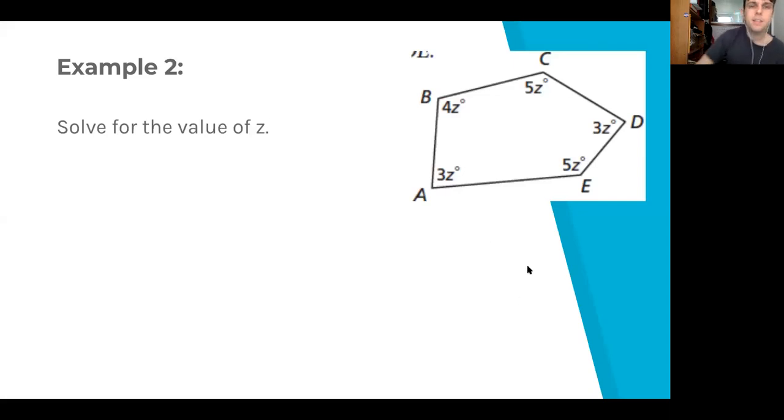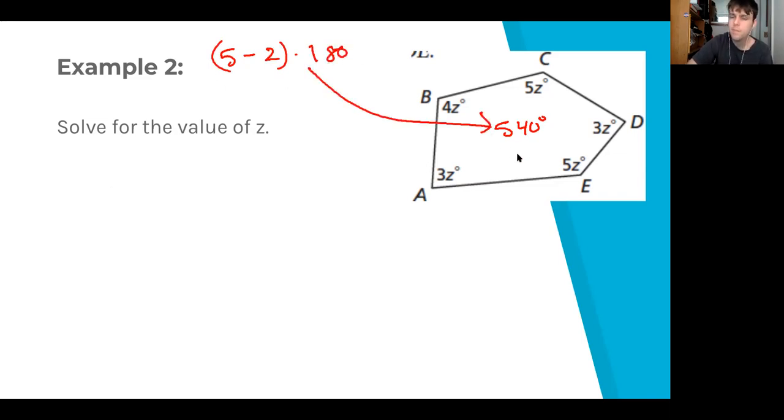All right, what is the value of z? Okay, so here we have a bunch of interior angles. 1, 2, 3, 4, 5. There's 5 of them, which means this is a pentagon, right? We learned previously that the sum here is going to be 540. But if you don't remember that, 5 minus 2 times 180. It's fine that you don't remember it. Just do a quick calculation and you'll end up with the same thing.